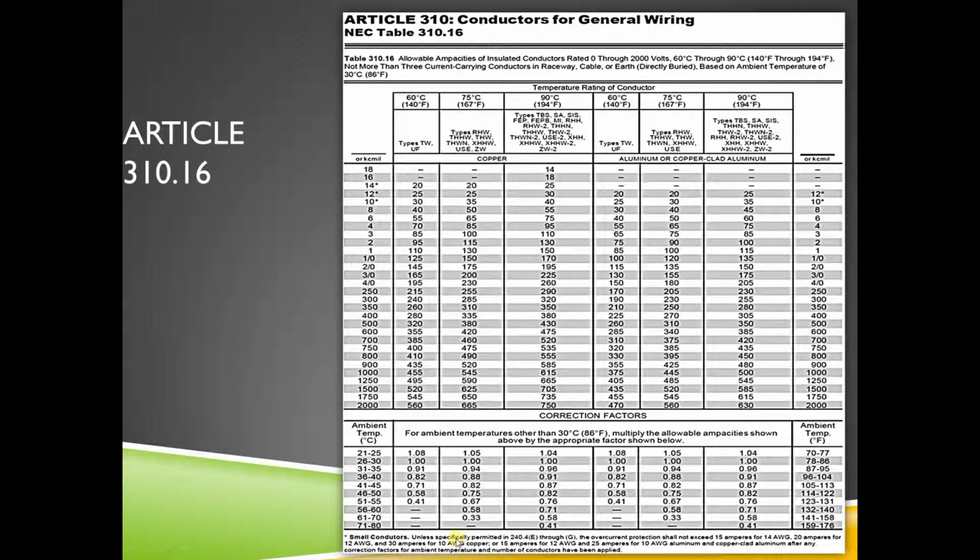unless it's permitted specifically in Article 240.4(E) through (G), the maximum allowable ampacity for 15 or 14 gauge wire is 15 amps. For 12 gauge wire it is 20 amps, and for 10 gauge wire it is 30 amps.